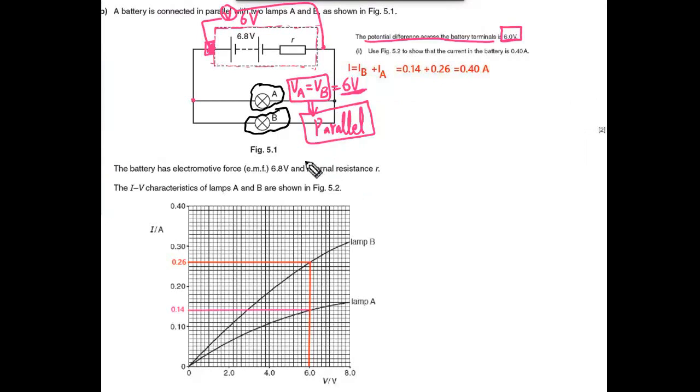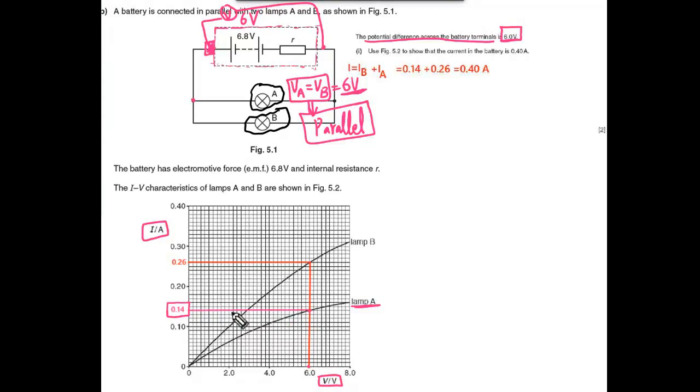If this point is clear to you, now you can see on this graph what is given to us. On the y-axis, current is given to us, and on the x-axis, voltage V is given to us. Now, when V is 6, I can just draw the line here. If I draw the line when V is 6, how much current is passing through lamp A? So the current passing through lamp A is equal to 0.14 amps.